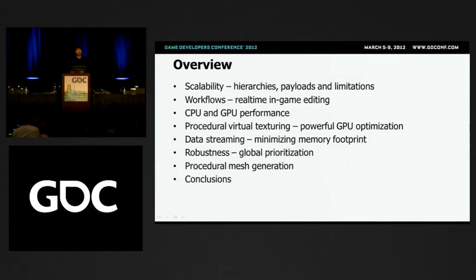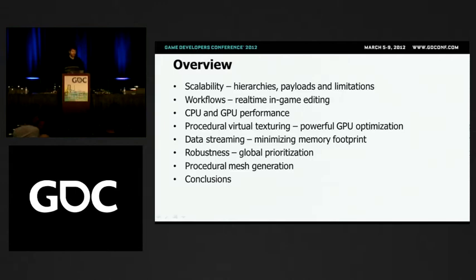I will start with scalability and workflows, two areas that are really important for an all-purpose game engine, like the Frostbite 2 engine that this terrain system is part of.